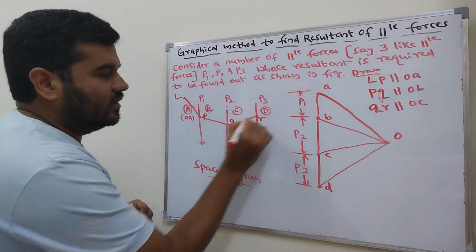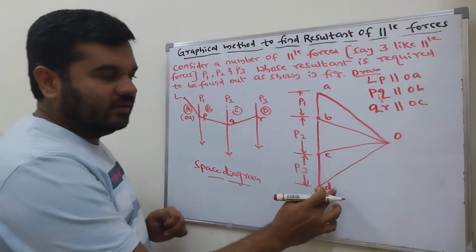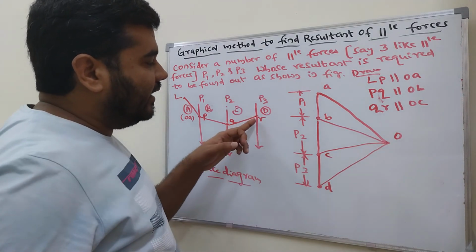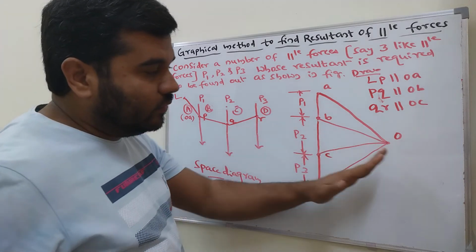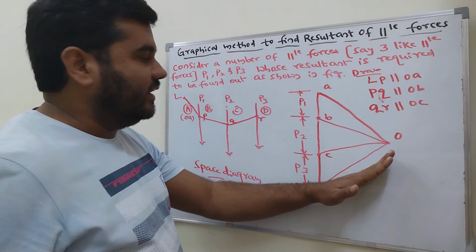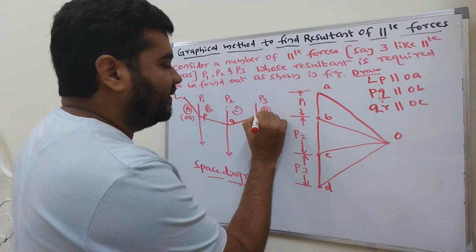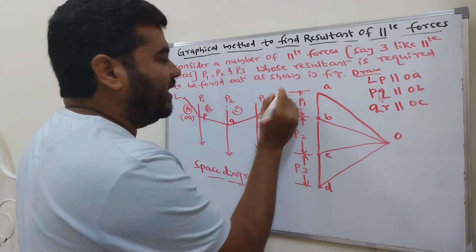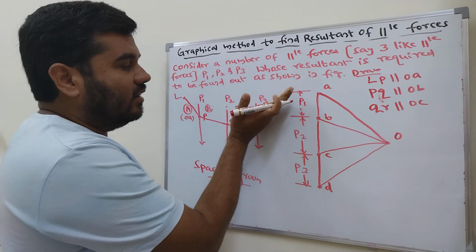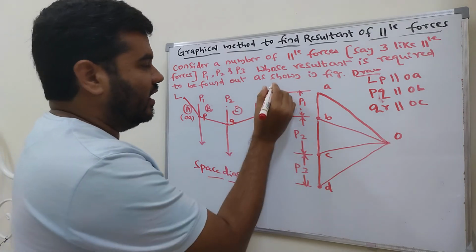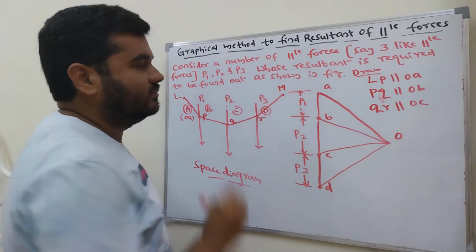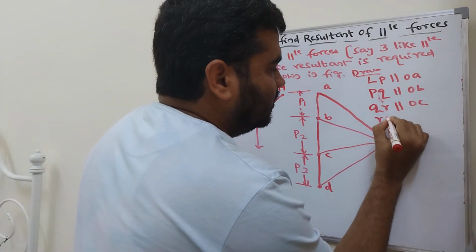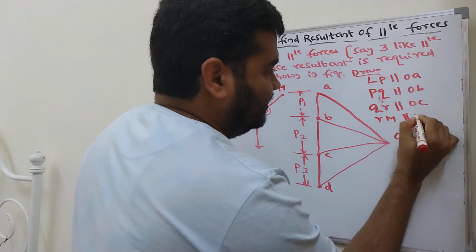Next, start with R. What is the remaining line left here? OD. Now start with R and draw a line parallel to OD. I start with R here and I am just drawing a line parallel to OD. It does not matter where, but it should be parallel. Here I am joining as M. It means RM parallel to OD.